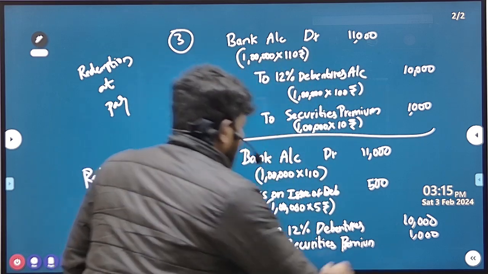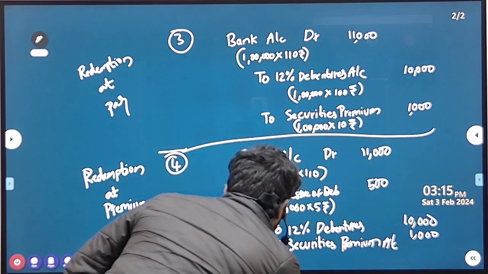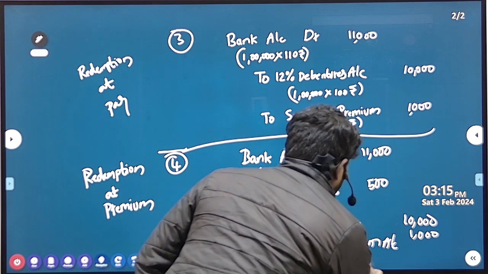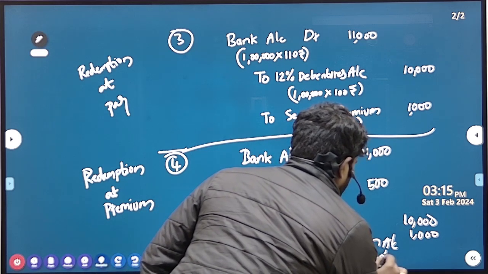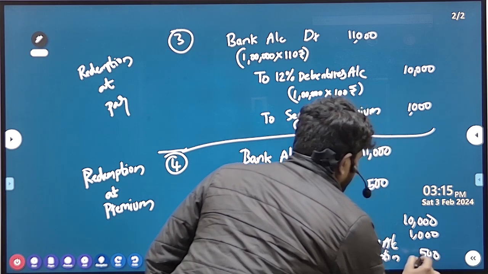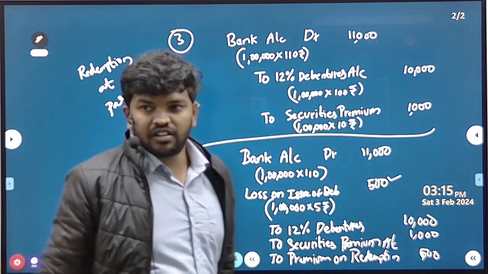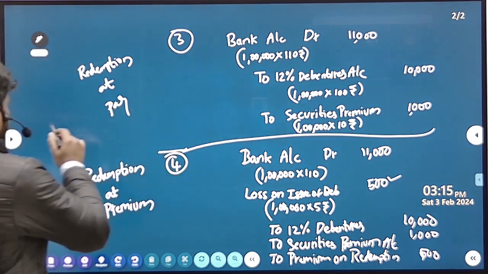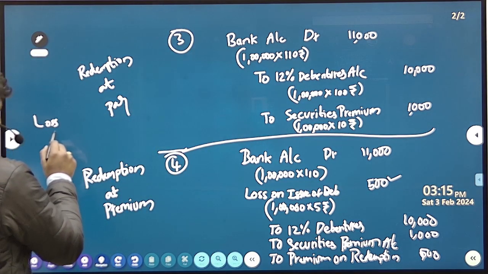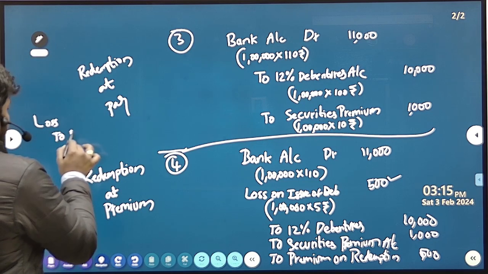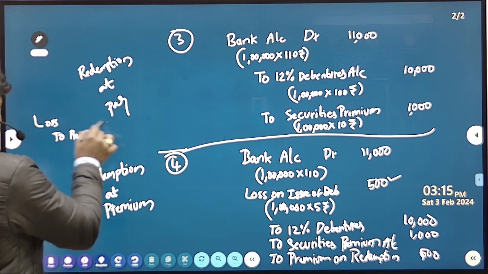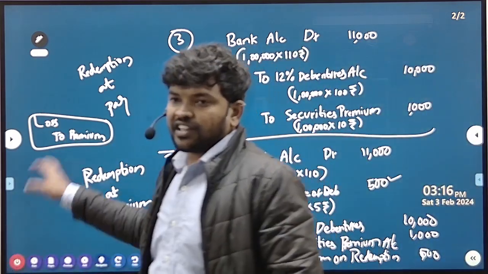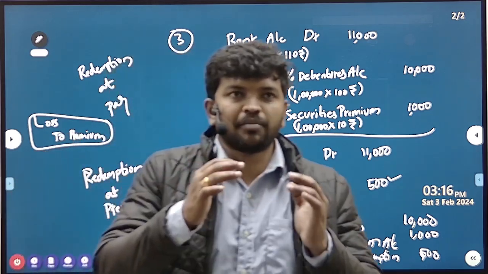Okay. There is another account which is affected, which is called premium on redemption. How much? 500. Same 500. Understood? Indirectly, we have a separate entry for redemption at premium, which is called loss on issue of debentures account debit to premium on redemption of debentures. Debit and credit 500, 500. Okay. This loss account goes to P&L. This premium is a liability. You will show it in the balance sheet as liability.